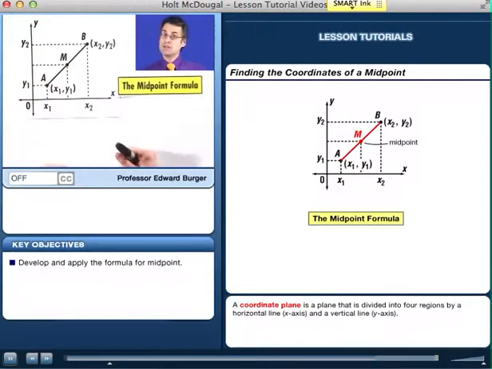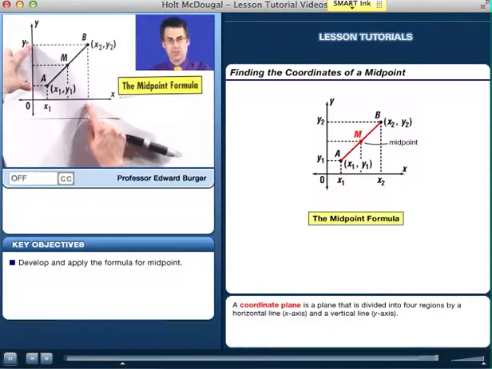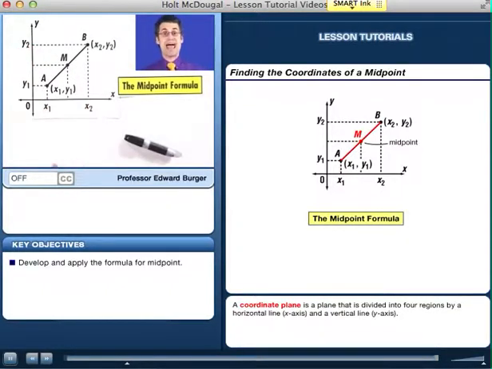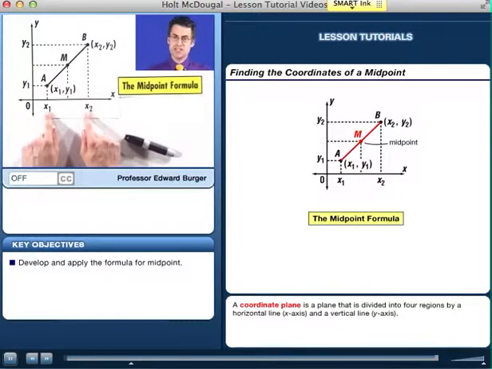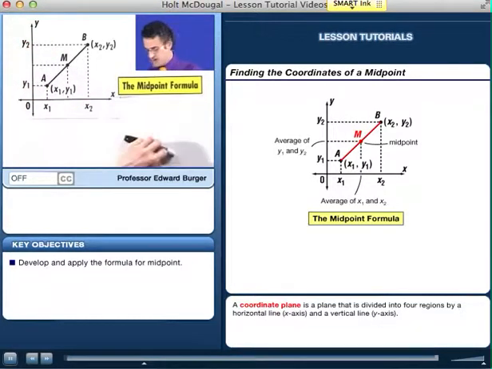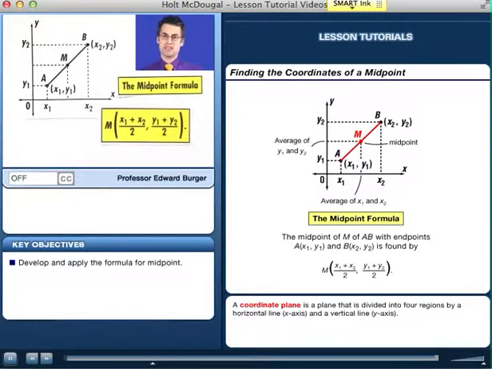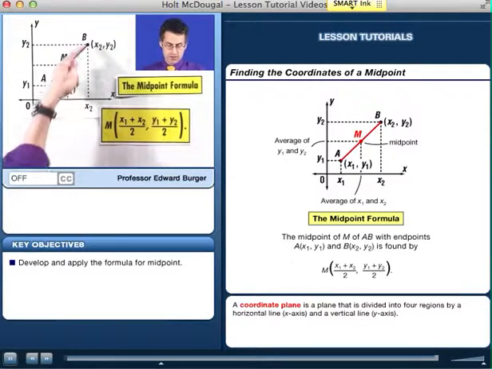M. Well, if we just think about it, in some sense we kind of want to take the middle point here in the x direction and the middle point here in the y direction, which is really just an average. I want to average these two numbers, so I add them up and divide by 2, and I want to average the y values, add them up and divide by 2. And you know what? It's literally as simple as that. That is the precise location for the midpoint of the line segment.